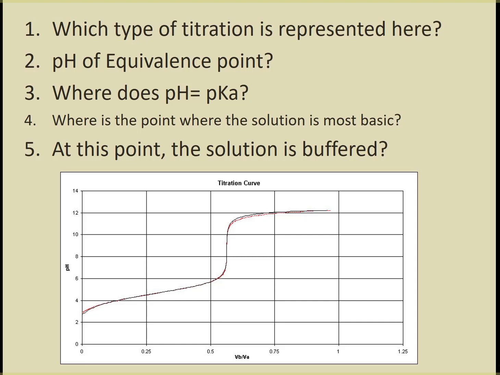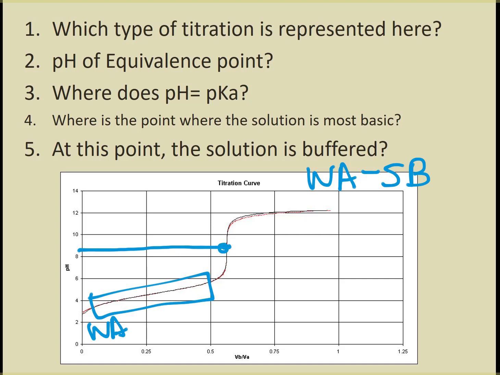So stopping the video. All right, which type of titration is represented here? So this one looks like, well, my equivalence point is right around there, and it's above 7. So this means I have a strong base. So this is a weak acid, strong base. I'm starting with my weak acid. Here's my buffered region there.